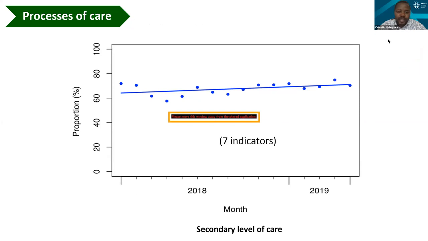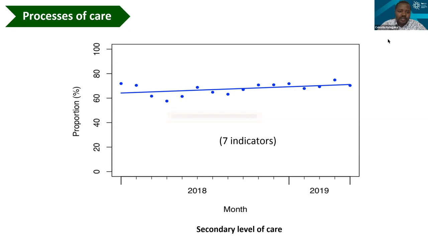For process of care, we looked at a composite process of care index consisting of 7 indicators spanning the intrapartum and postpartum care continuum for maternal and newborn health.